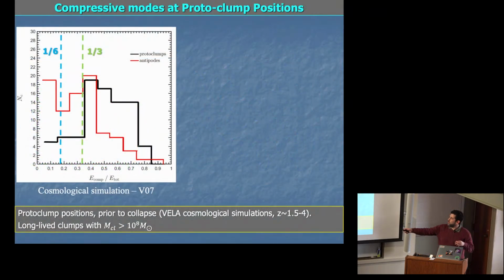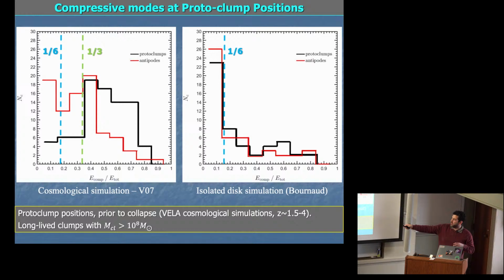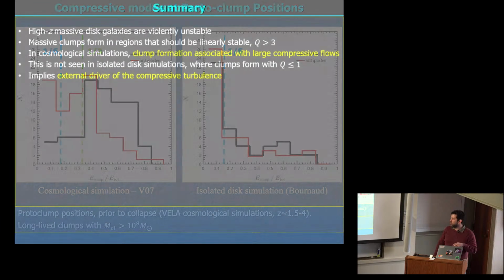One more moment. And this is specifically looking at now the histogram of what you get in the protoclumps versus random patches of the disk. So in the protoclumps, you have a strong preference toward large compressive modes in the protoclump regions, whereas in the random components of the disk, you're at roughly equipartition. Now, the really cool thing is if you do the same exact experiment in a non-cosmological isolated disk galaxy simulation, you do not see this. You get that in the protoclumps themselves, as well as the random patches of the disk, you're in roughly equipartition, and clumps only form due to Toomre instability as you would expect. So this feature, which is robust in cosmological simulations, must be externally driven.